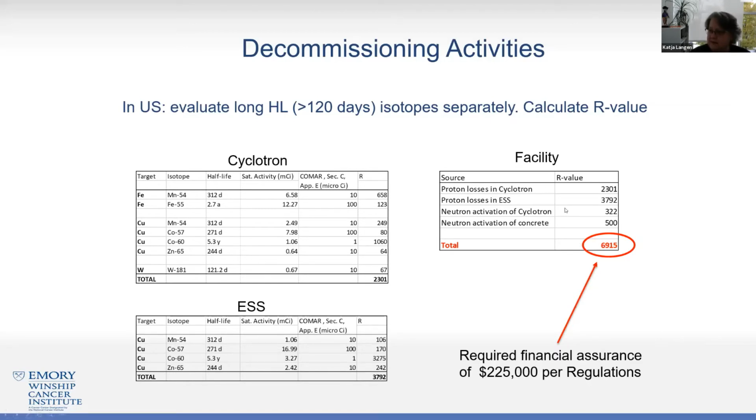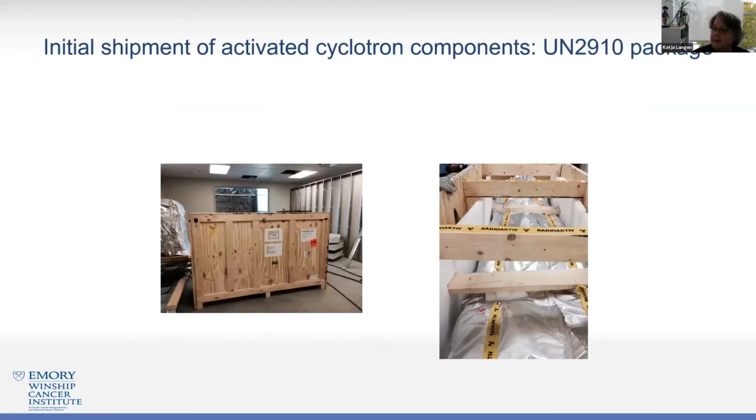This determines how you need to deal with decommissioning activities. In our particular case, we were in an agreement state, and this particular R value meant that we need to put $225,000 in a bank account that is reserved for the decommissioning activity. It cannot be touched, and the regulators make sure it isn't touched once a year. All right, so now we applied for the radioactive material license. It was granted to us.